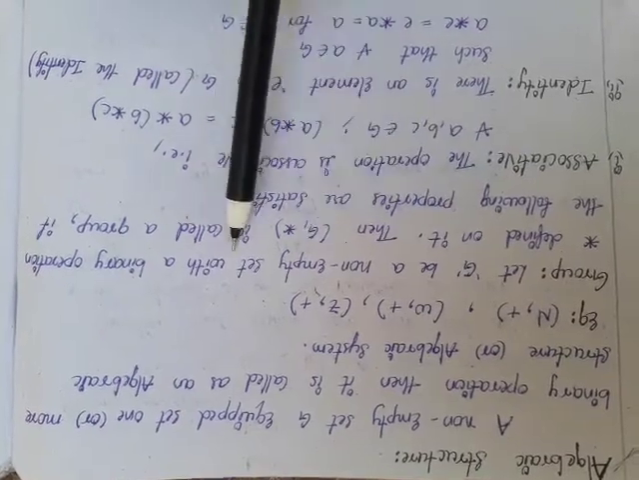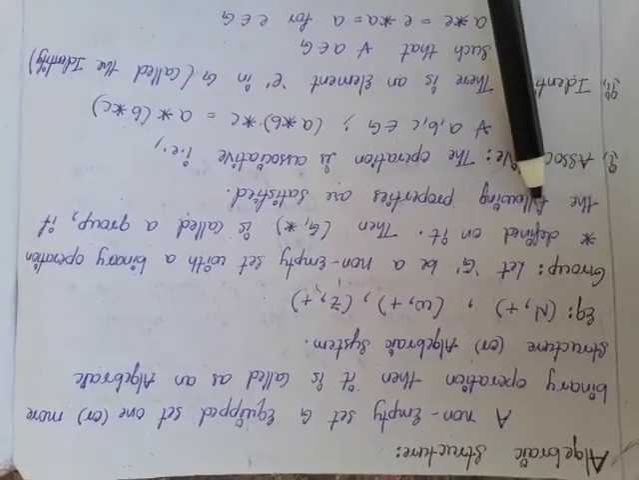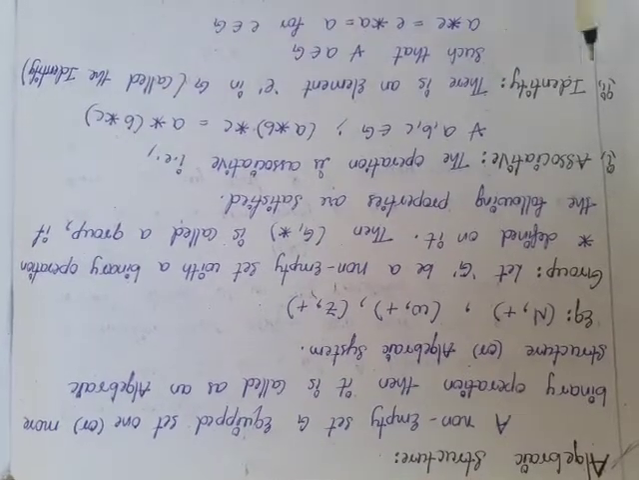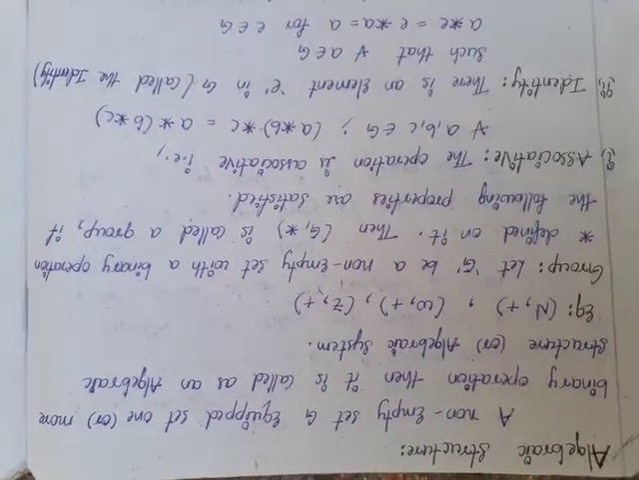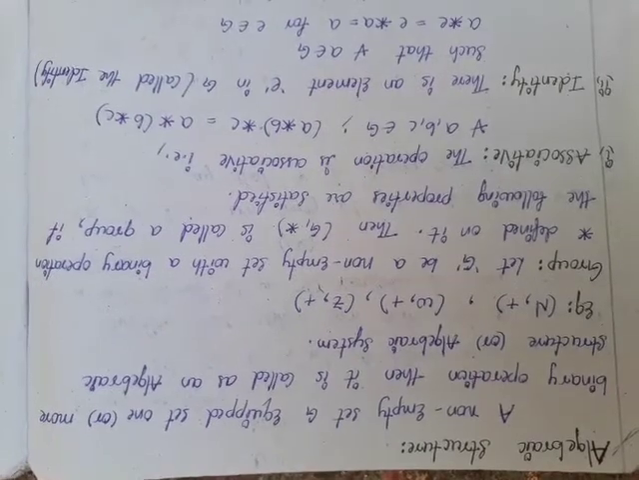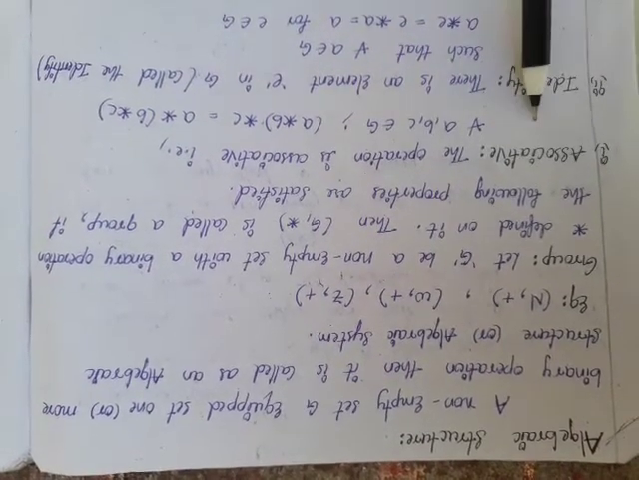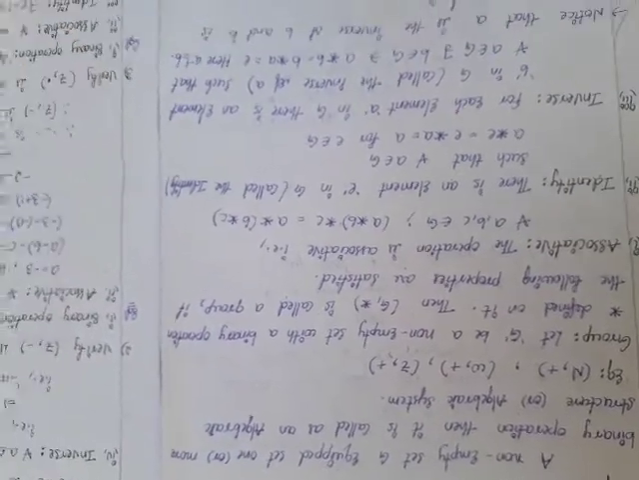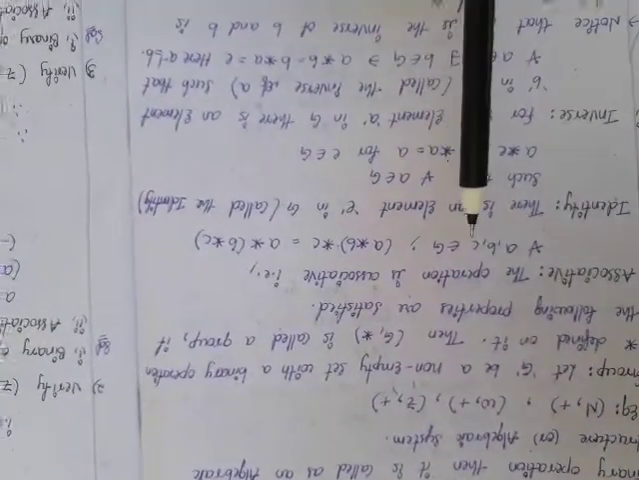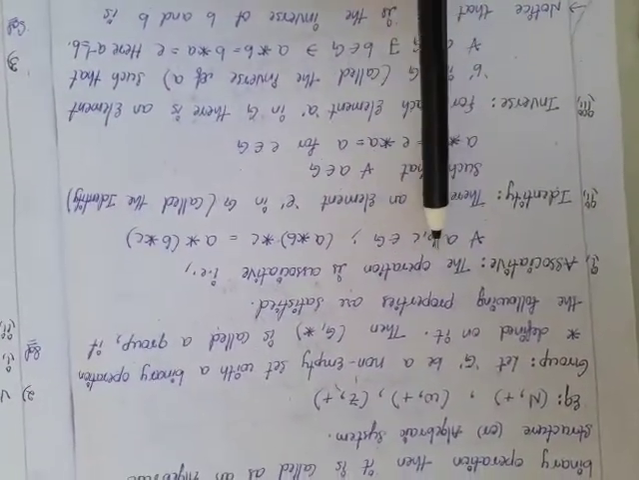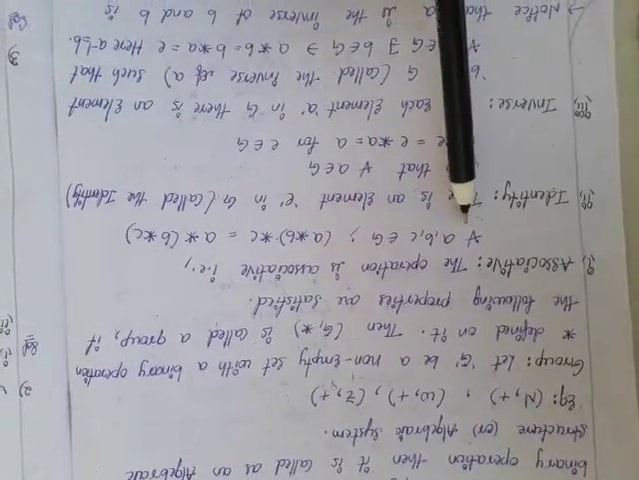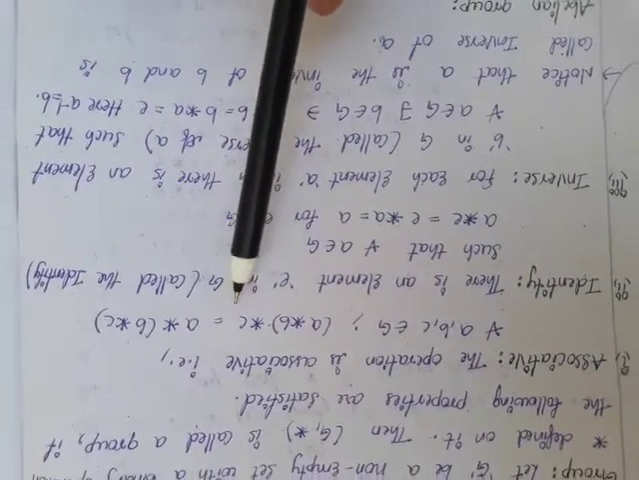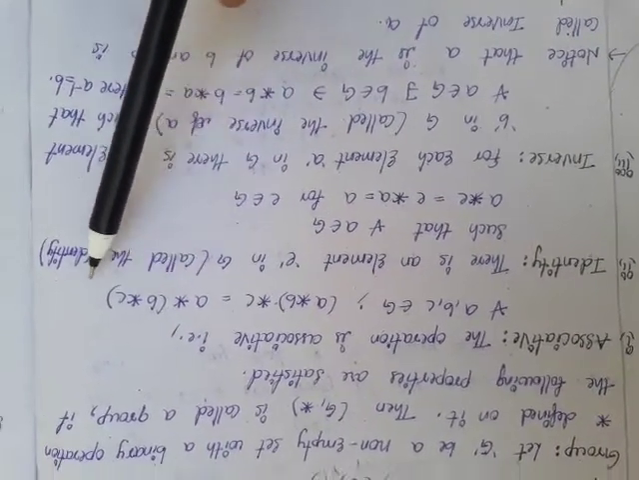Group. Let capital G be a non-empty set with a binary operation star defined on it. Then G, star is called a group if the following properties are satisfied. If star is a binary operation and satisfies associativity, identity and inverse, then capital G is called a group under star. So what is the associative property? The operation is associative, that is, for all a, b, c belonging to G, (a star b) star c equals a star (b star c).